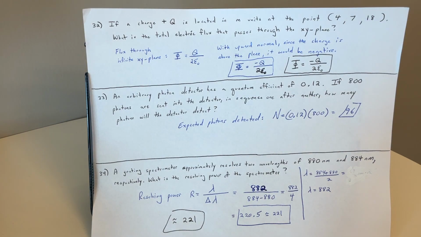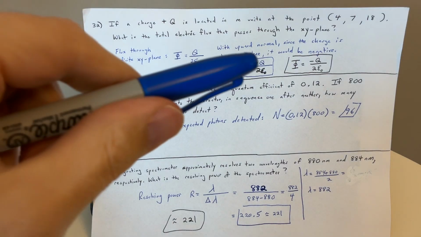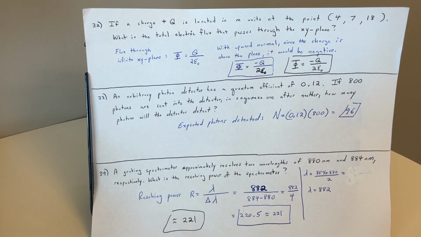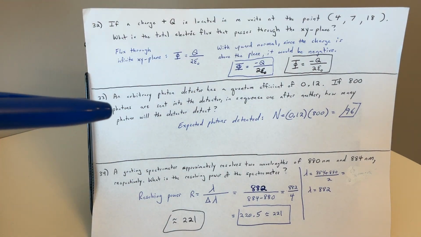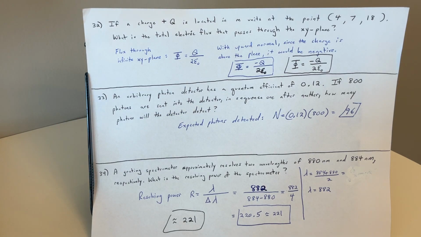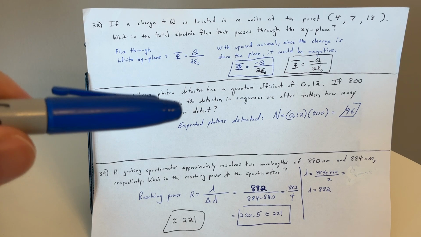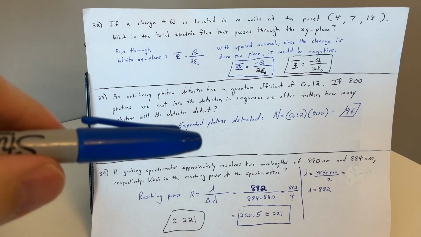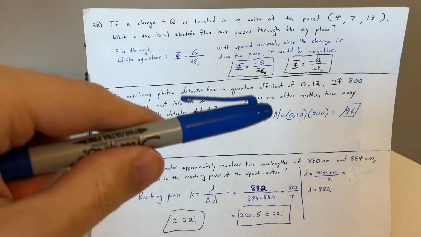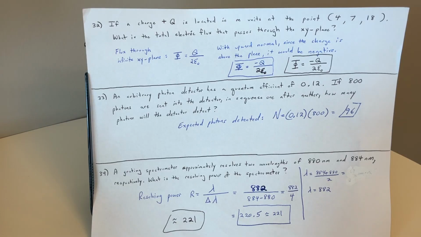Number 33. An arbitrary photon detector has a quantum efficiency, I should have said, of 0.12. If 800 photons are sent into the detector in sequence, one after another, how many photons will the detector detect? Okay, so the expected photons detected, that N, would just be equal to the product of the 0.12 and the 800. We get 96.